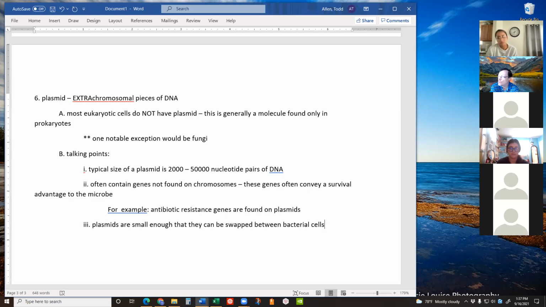Because if you're infected with a certain kind of bacterium that's antibiotic resistant, it can go off in the environment and mate with a different species of bacterium, swap the plasmid over, and all of a sudden the second bacterium is now also resistant to antibiotics, and it's a problem. It's a problem for medicine in the healthcare community. Okay.